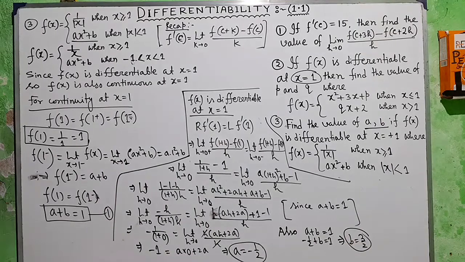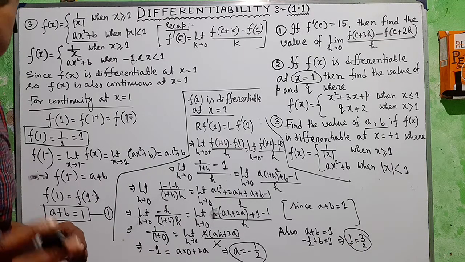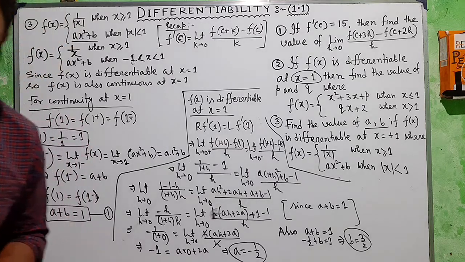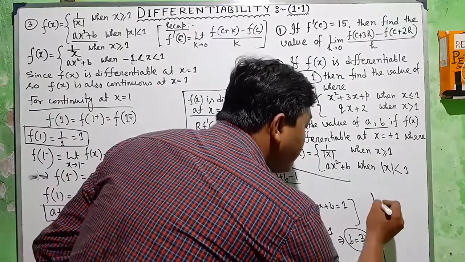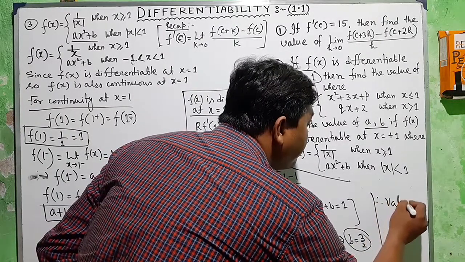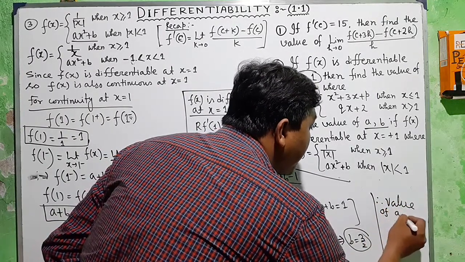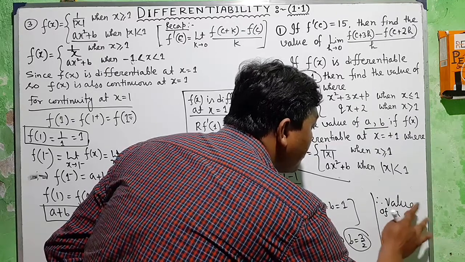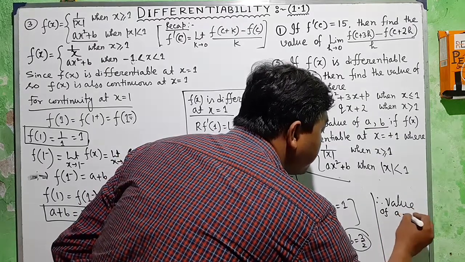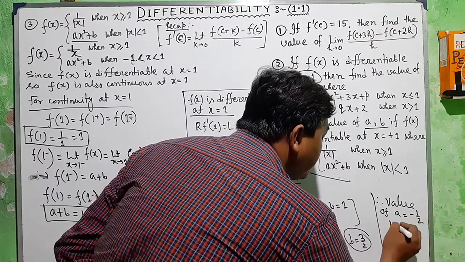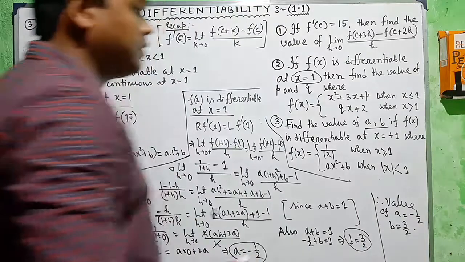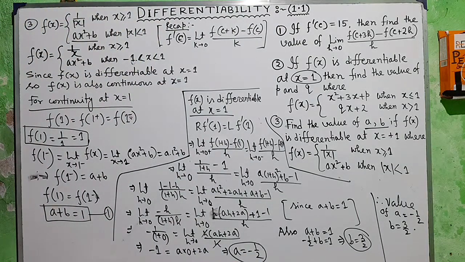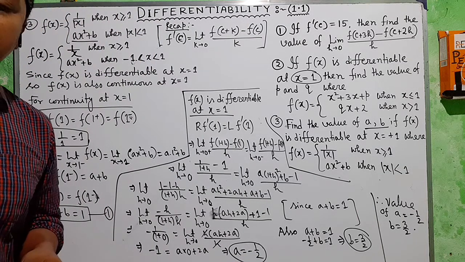Okay, so what are the values of a and b? So a equals minus half and b equals 3/2. Okay, so this completes the solution. Therefore the value of a equals minus half and b equals 3/2. Okay, so thank you.